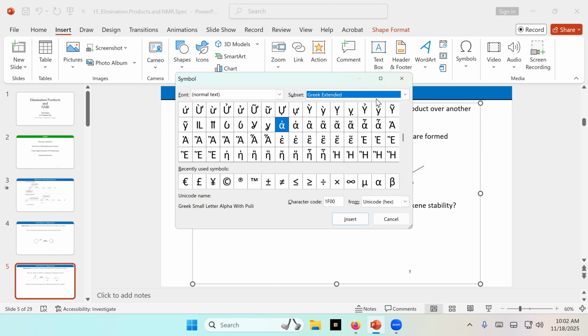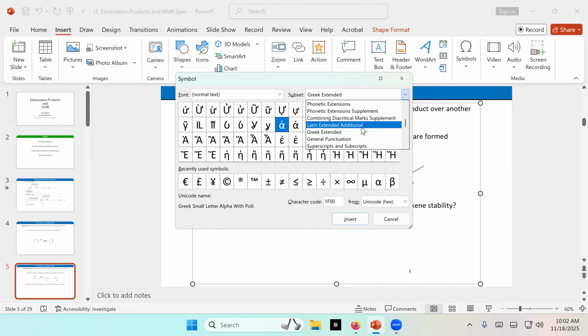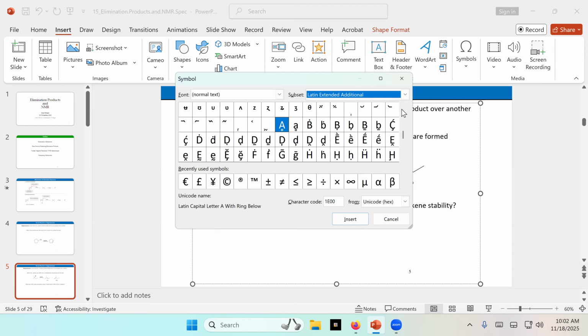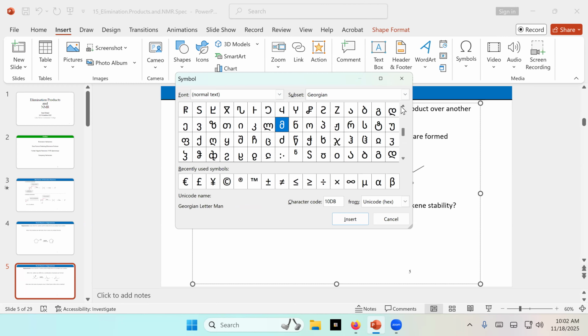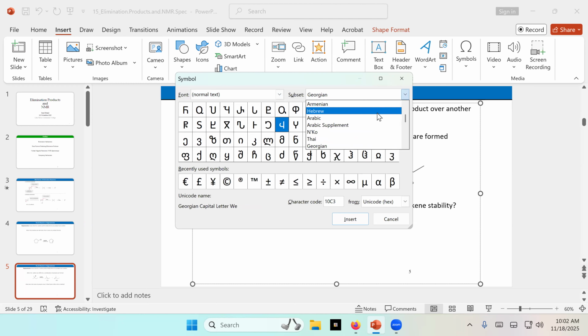Where's my standard Greek? Oh, that's why. They moved things. There we go.